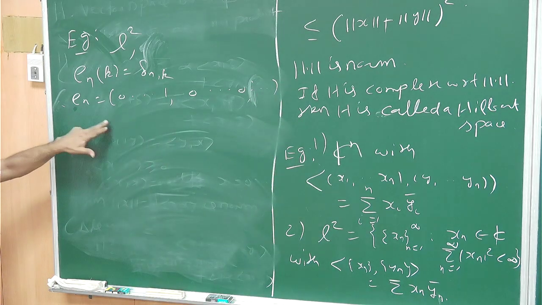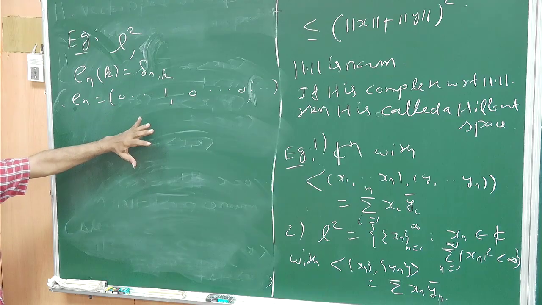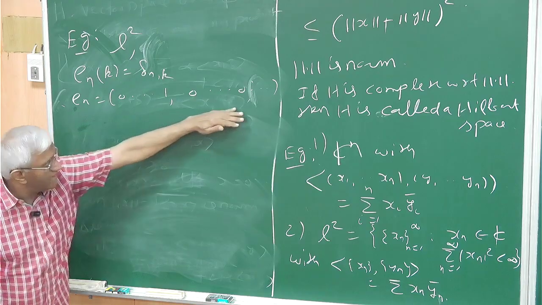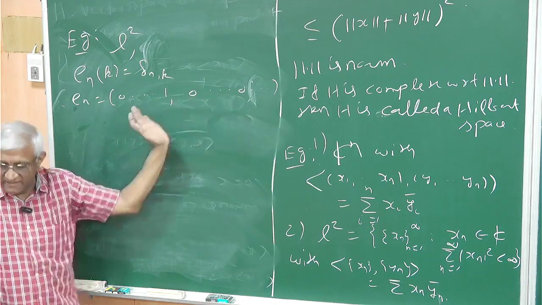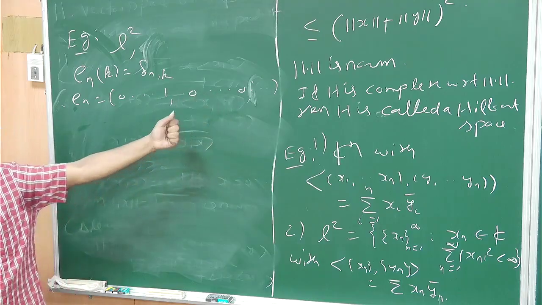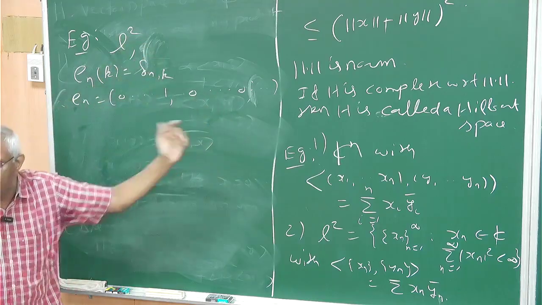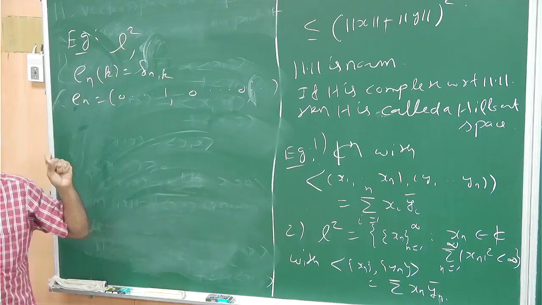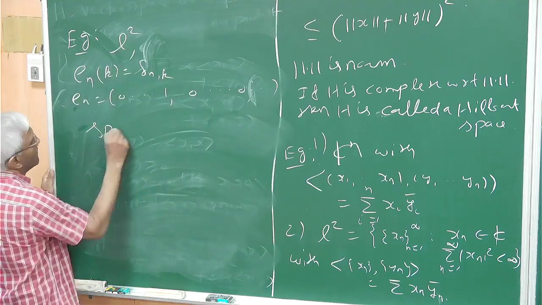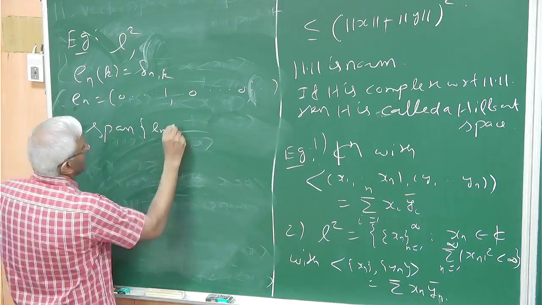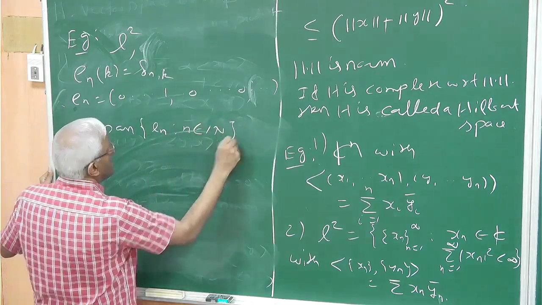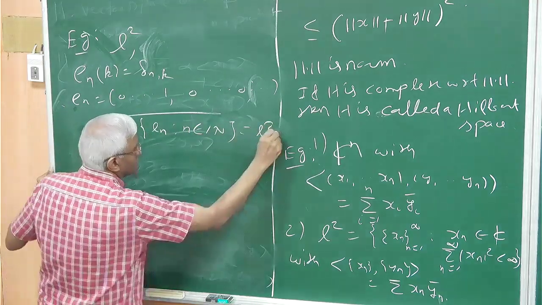If you take a finite linear combination of these, you will get entries in finitely many places, with whatever scalars you want. But you want to get an infinite sequence. For that, you have to take the closure. So if we take the span of all those e_n and then take the closure, that will be l2.